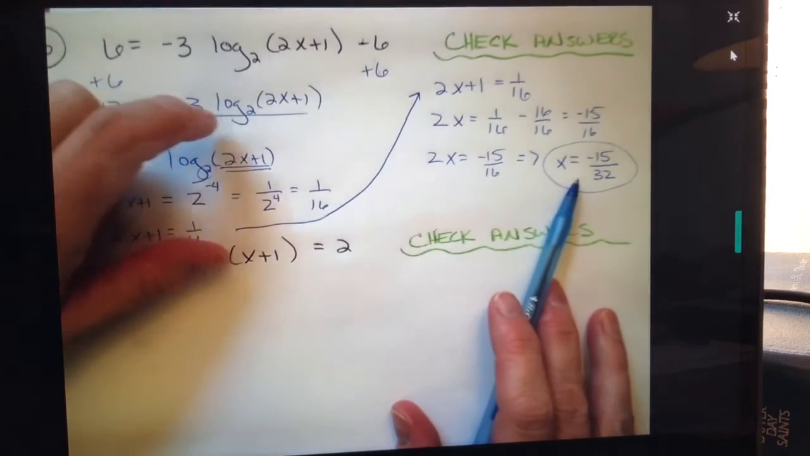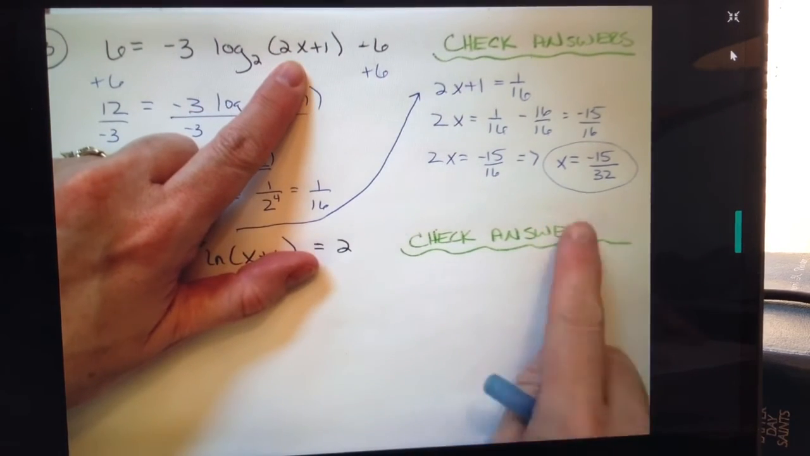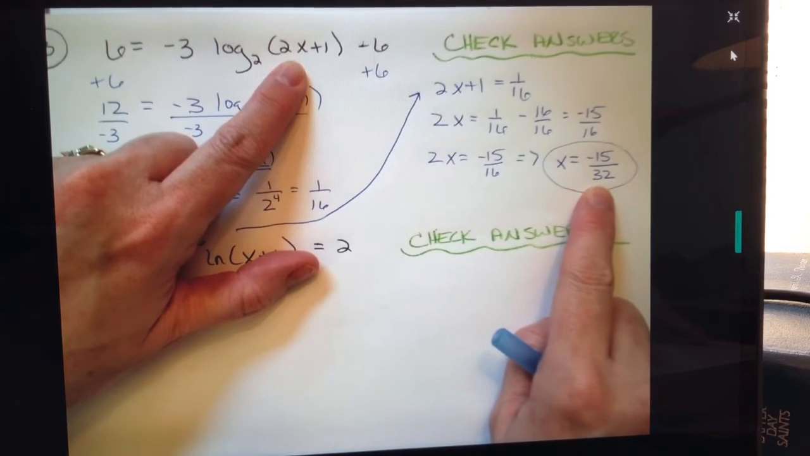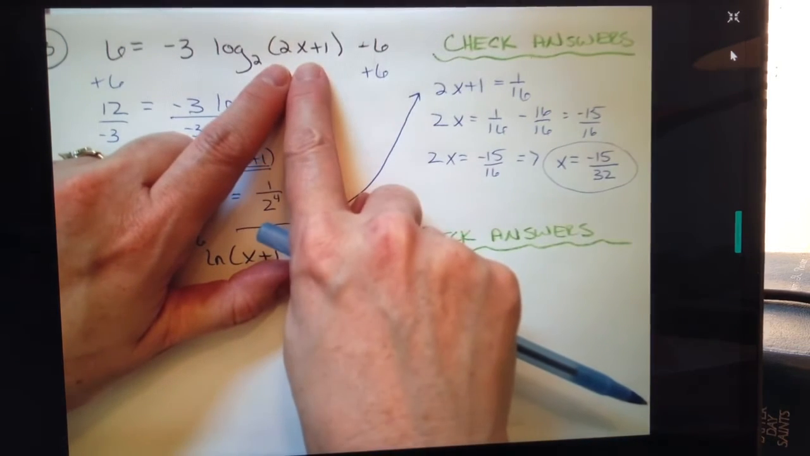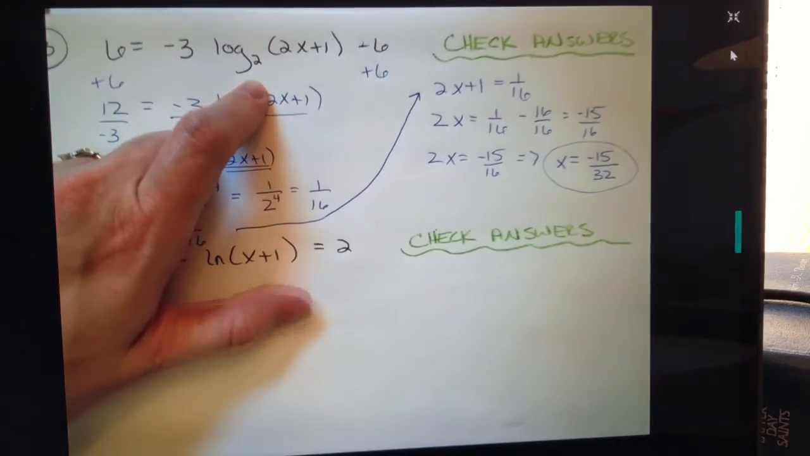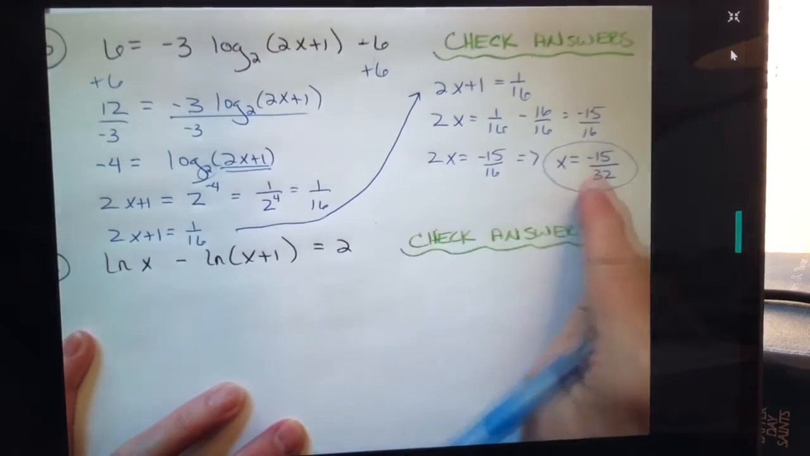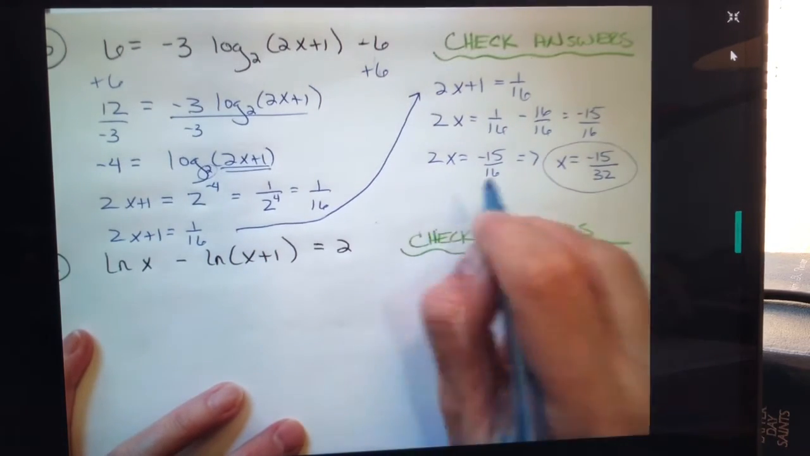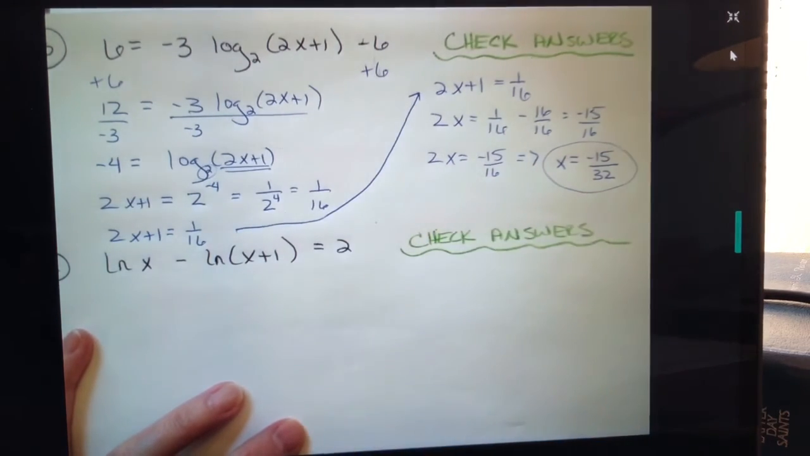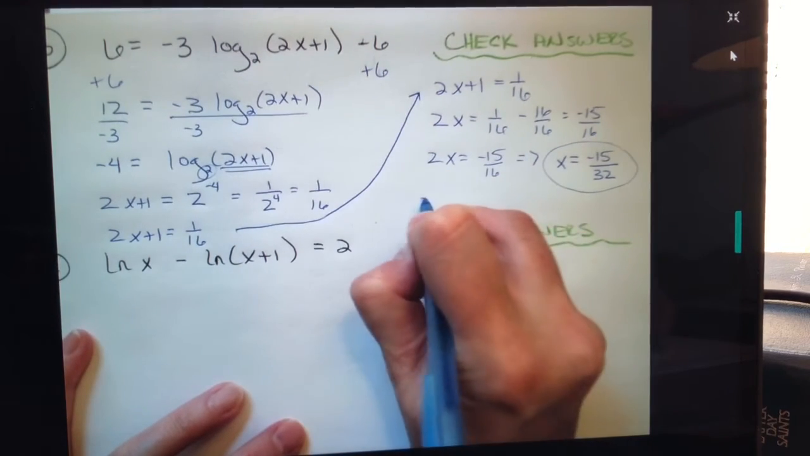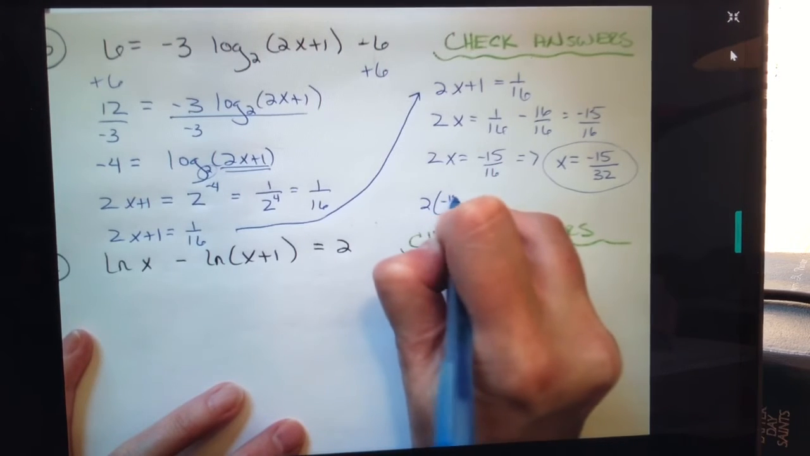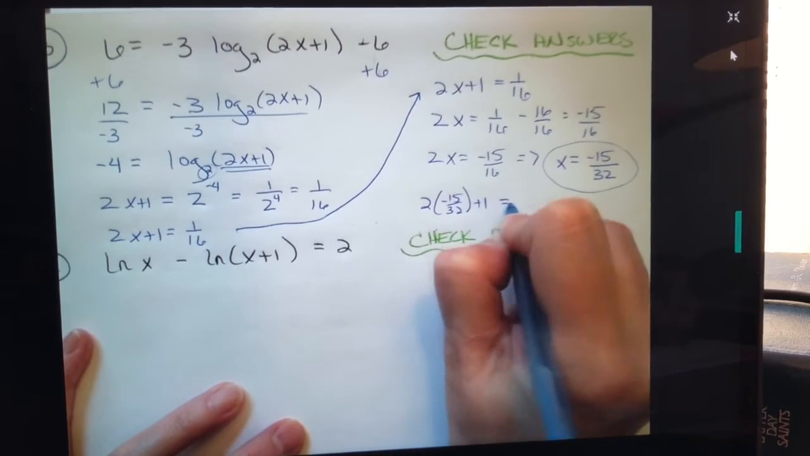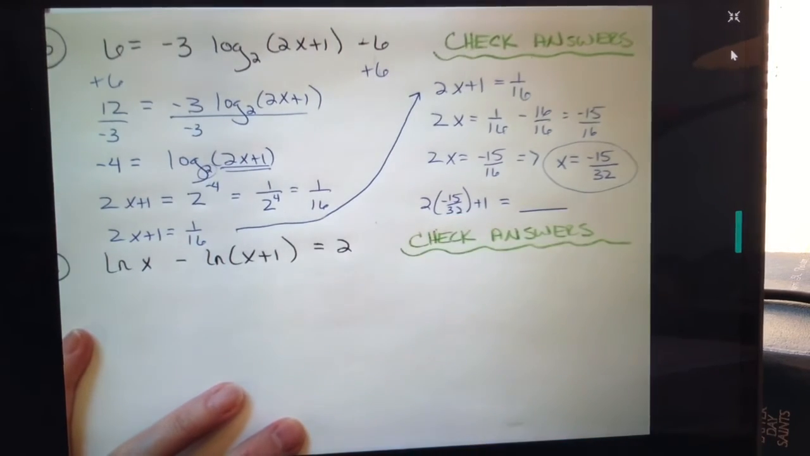Now, in this problem, the x was only in one location, so I need to take this negative 15/32, plug it right here, and see if this expression is positive. If it is, this will be an acceptable answer. If it's not, I will cross it off. And then if we cross it off, there'd be no solution because the only option was discarded. But let's see if it works. So 2 times a negative 15/32 plus 1. So the whole question is, is that a positive thing?